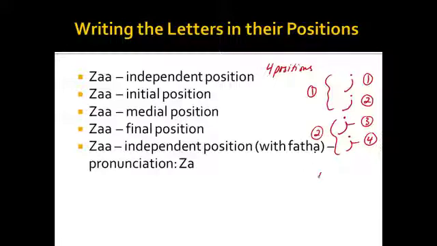Now, if we look at the Za with a Fatha, we're going to write it like this. So in the independent and the initial positions, again, the Za looks like this. But the Fatha, we write it above the letter like that. It's a dash that we write above the letter, and we pronounce it Za. And in the medial and in the final positions, the Za looks like this, the dot, and we write it again like that. And the sound that we make here is Za.